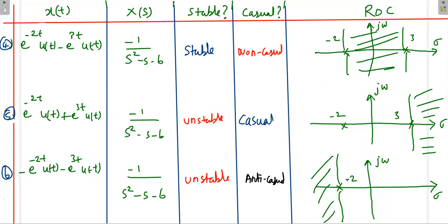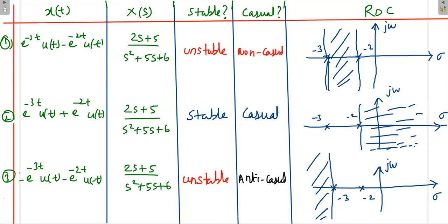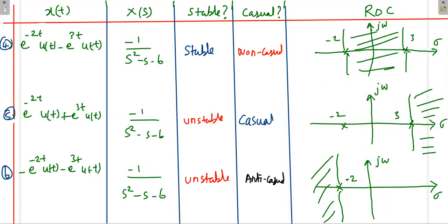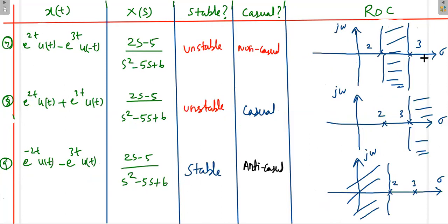In the first set, I have chosen both in the negative. In the second set, one is negative and another one is positive, that means -2 and 3. So everywhere x of s is the same. In the third set, I have chosen in such a way that both the roots are completely on the positive side. That means 2 and 3, 2 and 3. I think we have written it wrongly here.